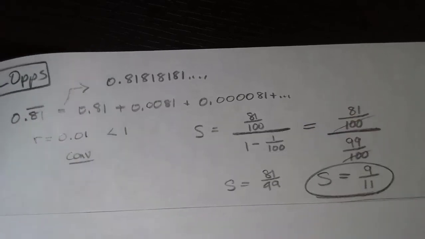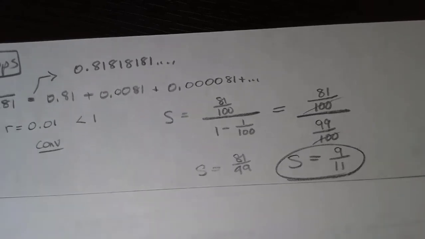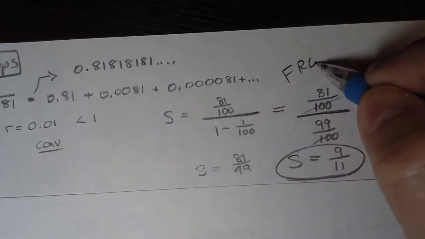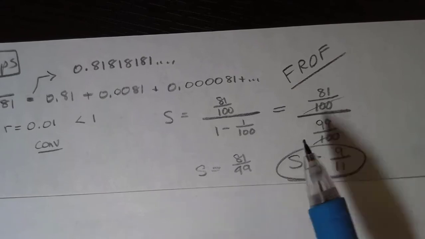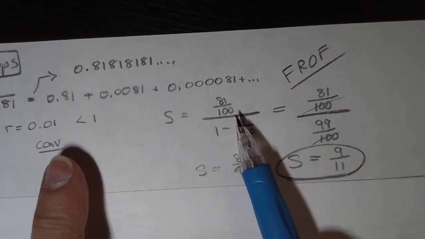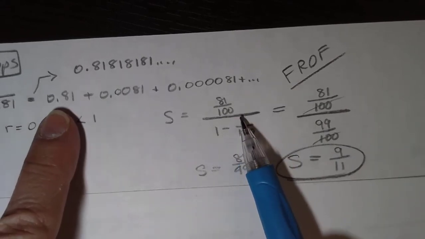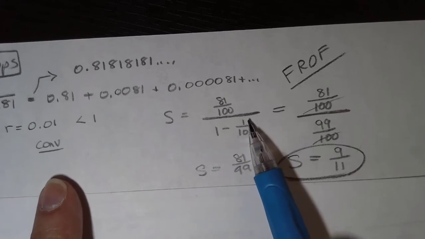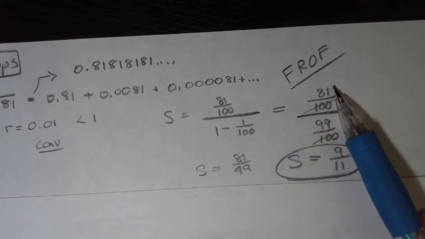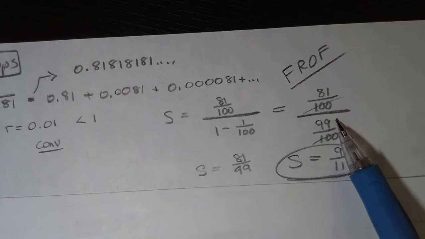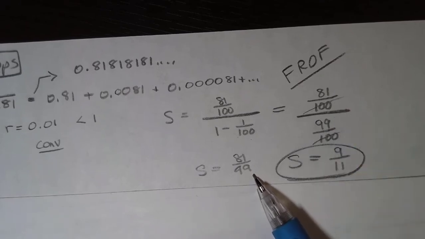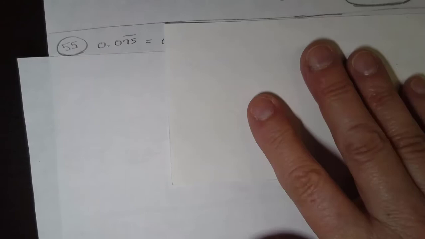Now, we want to convert these to fractions because fractions are our friends. Okay? So this would be, my first term is 81/100ths over 1 minus 1/100th, which is 81 over 100 over 99 over 100. The hundreds cancel. You get 81 over 99, which can be reduced by a factor of 9. Gives me 9/11ths.